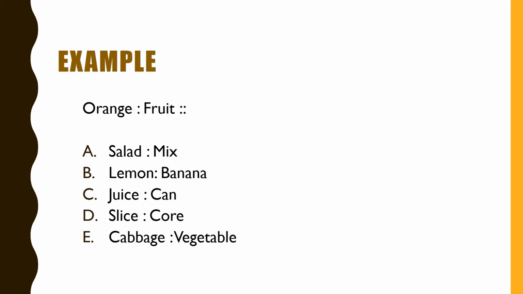Now let's look at another example. Orange is to fruit. Now the options are salad is to mix, lemon is to banana, juice is to can, slice is to core, cabbage is to vegetable. Now seeing this question, the first sentence that bridges the two words which will come to our minds will be, okay, orange is a fruit. However, when you try applying the sentence to each of the options, we will get both option A and option E as our answer. Because salad is also a mix and cabbage is also a vegetable. So our sentence was not a good sentence.